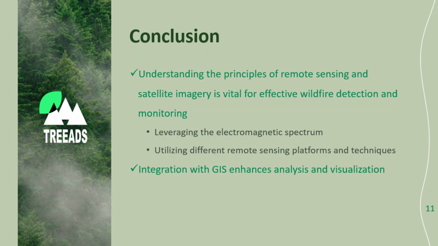In conclusion, understanding the principles of remote sensing and satellite imagery is vital for effective wildfire detection and monitoring. By leveraging the electromagnetic spectrum, utilizing different remote sensing platforms, and employing image acquisition and processing techniques, analysts can extract valuable information from satellite imagery. Integration with GIS further enhances the analysis and visualization of wildfire-related data, aiding in the prevention, management, and mitigation of these destructive events.